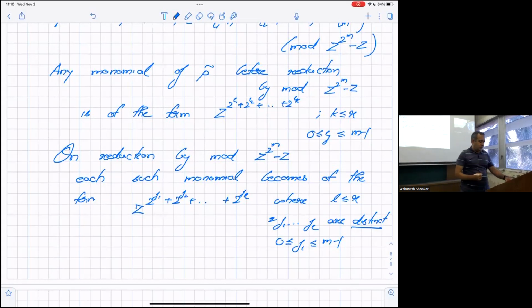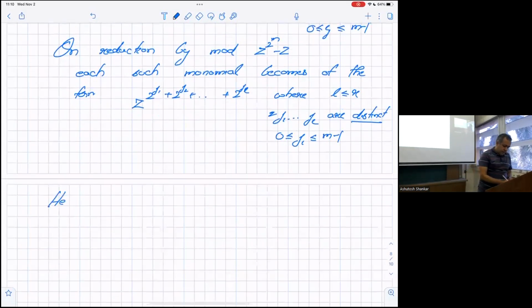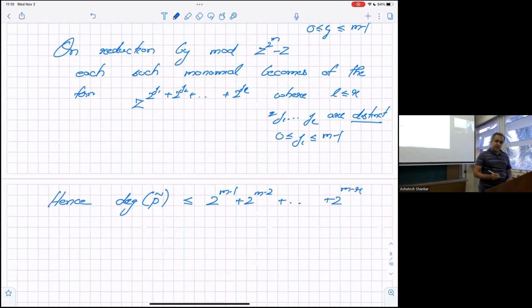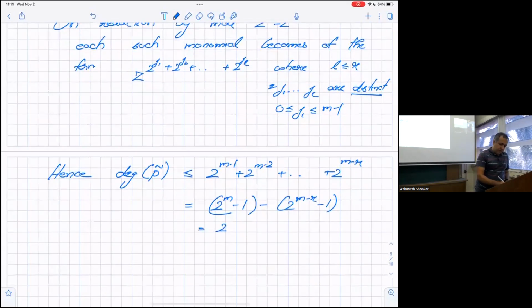So what is the largest degree? Hence the degree of P tilde is certainly less than 2^(m-1) plus 2^(m-2)... no, exactly m minus r. There are r terms there. And what is this? This is 2^(m-1) plus 2^(m-2) up to 2^(m-r). That is exactly 2^m minus 2^(m-r). This is 2^m minus 2^(m-r).